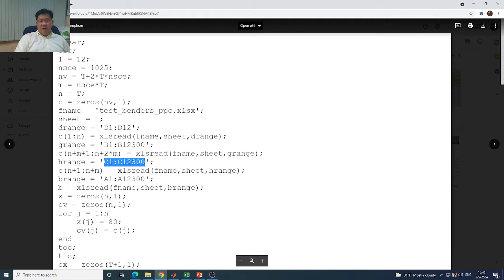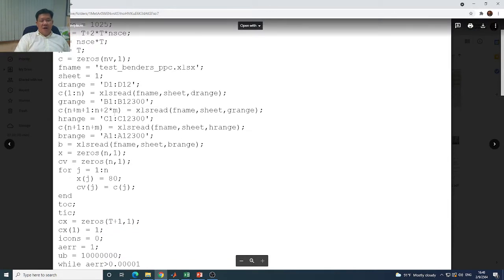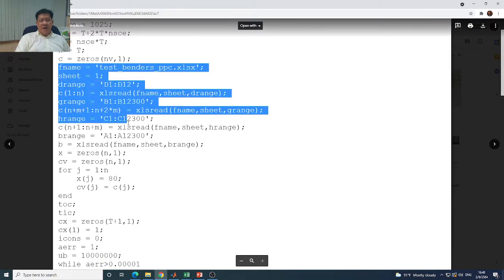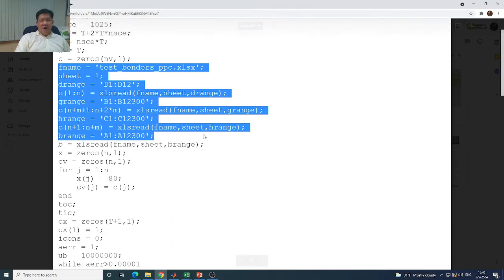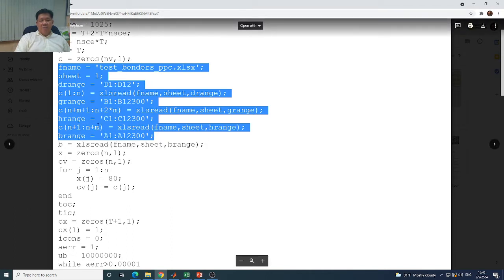We read the range of H, the holding cost for I plus, from N plus M plus 1 to N plus 2 times M, that's the space for the G range. This one is for I minus, and that's very easy to understand, we can import all the cost elements here.